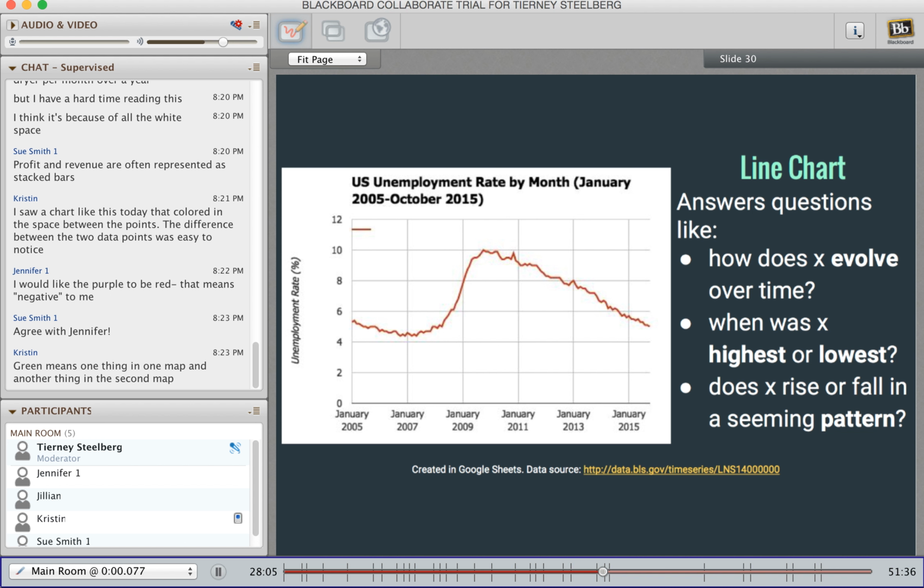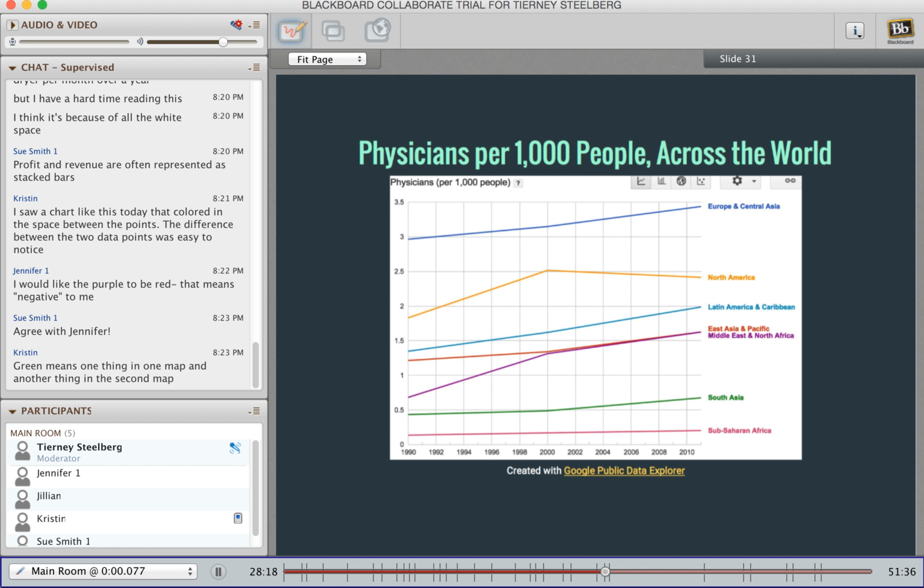This line chart shows the U.S. unemployment rate by month between 2005 and 2015. It tells a story. You can see the unemployment rate climb when the recession hit in 2008. You can display multiple lines on the same graph to show multiple elements and draw comparisons between them. This particular line chart shows the positions for 1,000 people in different areas across the world.